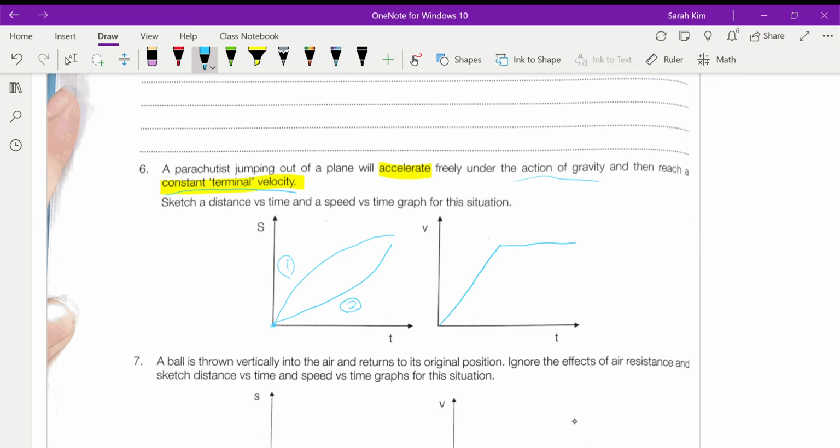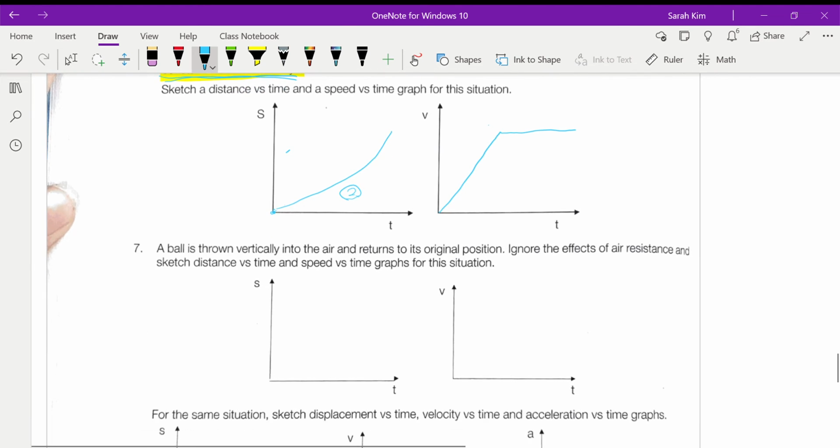The parachute will open and you'll slow down, and you won't be accelerating anymore. The constant terminal velocity will be in effect and you won't be traveling as fast anymore. So it'll actually be number 2. So I'm going to erase that one.